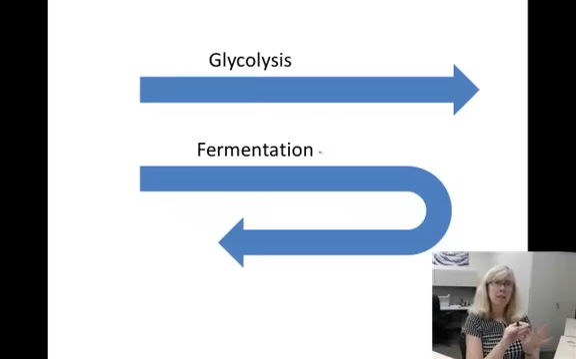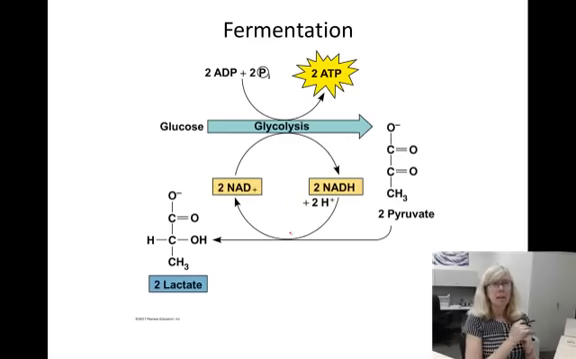Now let's stop for a minute and go down the side road of fermentation. Fermentation is a two-step process that includes glycolysis and then a reversing of the reaction where the electrons that were removed from pyruvate are put right back on. This resulting molecule in mammals is called lactate.